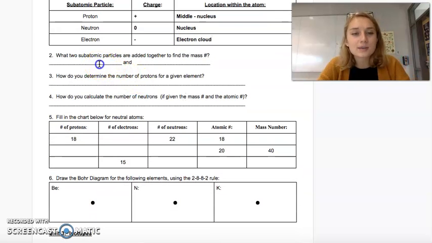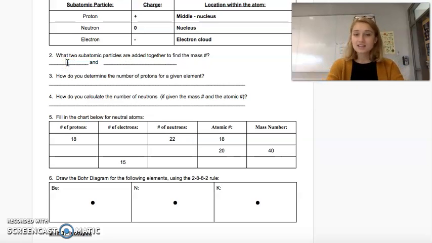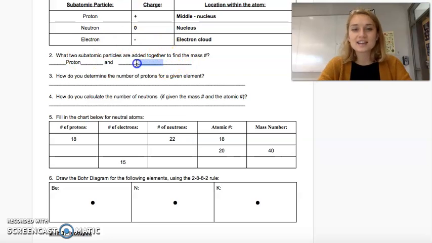Question 2, what two subatomic particles are added together to find the mass? The mass, I take the things in the middle, right? So protons and neutrons, they're the only thing that has weight. The electrons weigh almost nothing, so we don't even count them. So I have to add together my protons and my neutrons for that one.